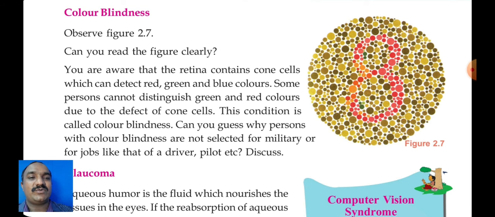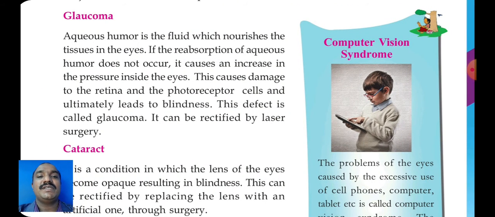See, what is the next one? It is glaucoma. What is the disease? Glaucoma. We know, when we studied about the fluids in the eye, there are two types of fluids in the eye: one is aqueous humor and the other is vitreous humor. When we studied aqueous humor, we learned that it is a water-like fluid. It is formed from where?